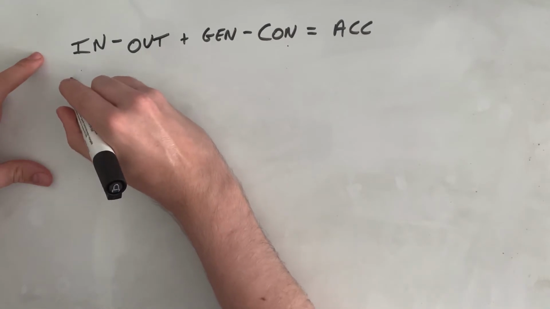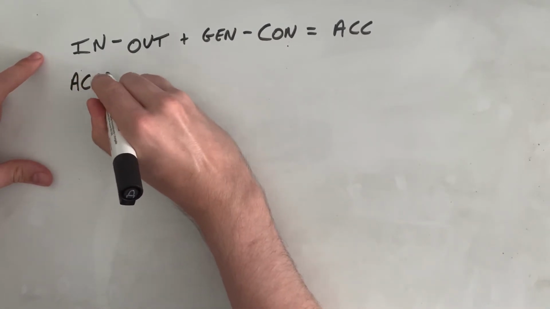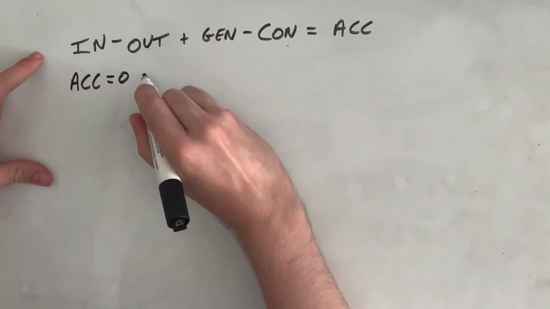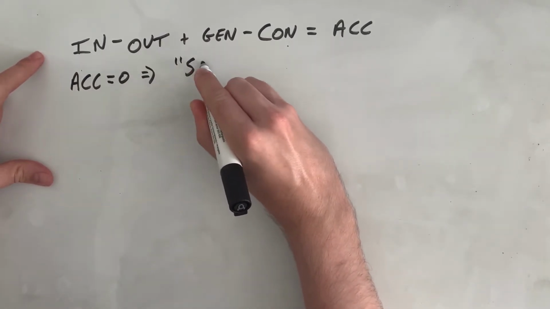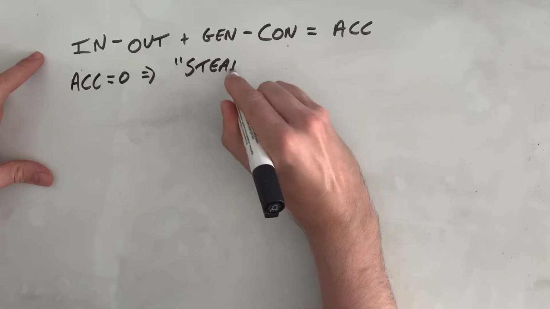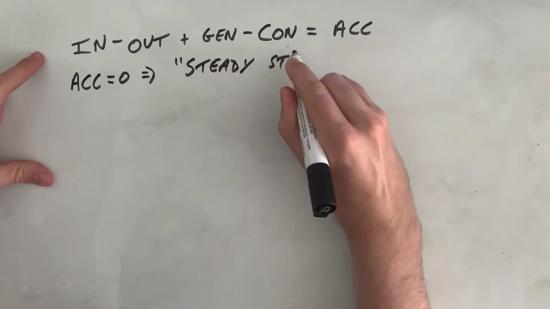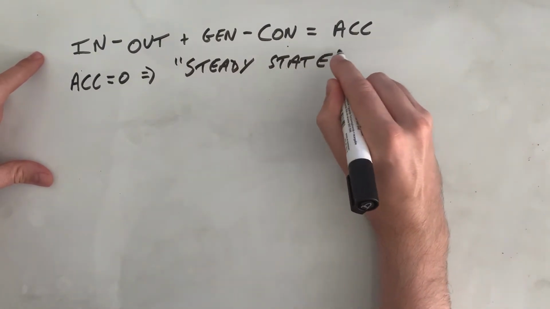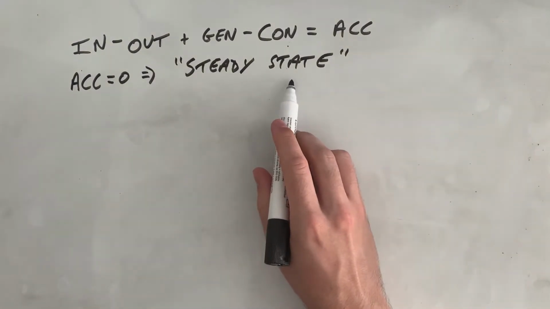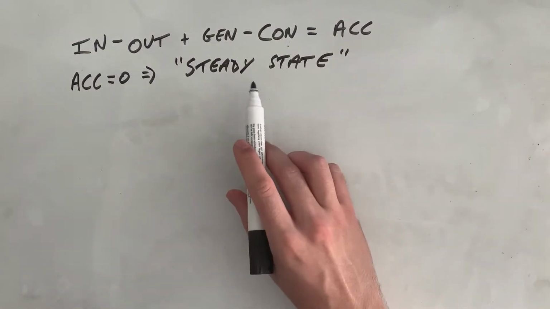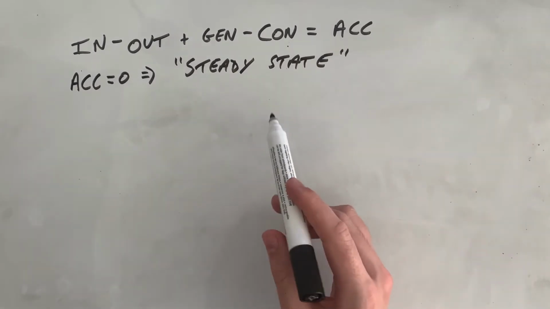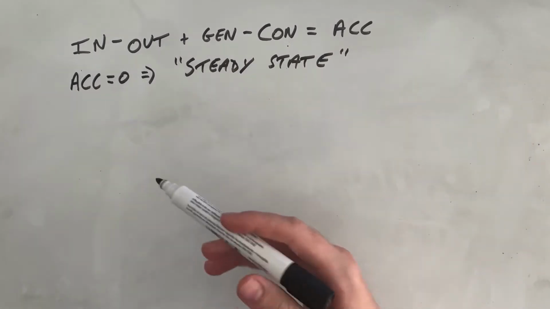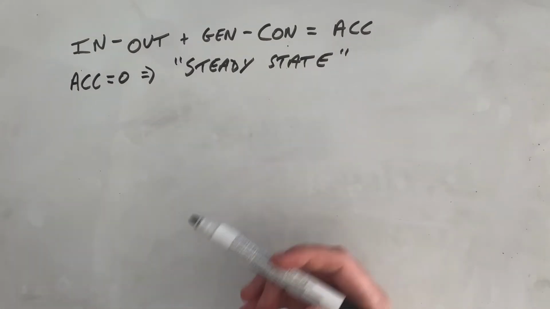And in chemical engineering, we normally say that when acc is equal to zero, so when there's no accumulation, this implies that we are at something known as steady state or steady state conditions. What steady state means simply is that any derivative with respect to time will be zero. So it means that there's no accumulation in the system. So no mass is accumulating in our reactor, for example.